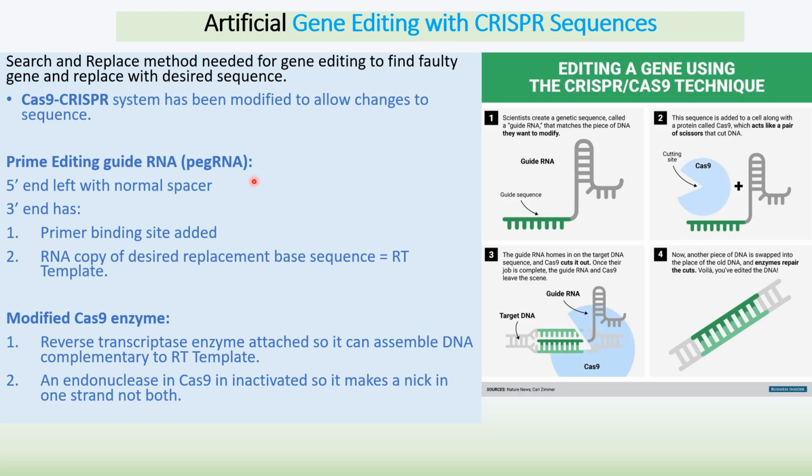Well, on the 5' end of the PEG RNA that we talked about a moment ago, we leave the normal spacer, but on the 3' end, so the opposite end, we attach a primer and we attach an RNA copy of the desired base sequence that we want to be inserted in. And basically what happens is the enzyme is also modified to have reverse transcriptase attached to it, so it can assemble DNA complementary to the RT template, the desired RNA we want to go in, and an endonuclease is used to cut one strand, not both.